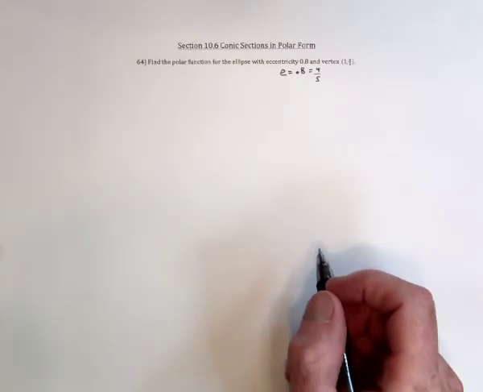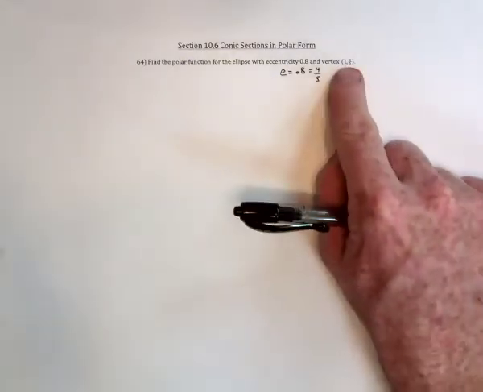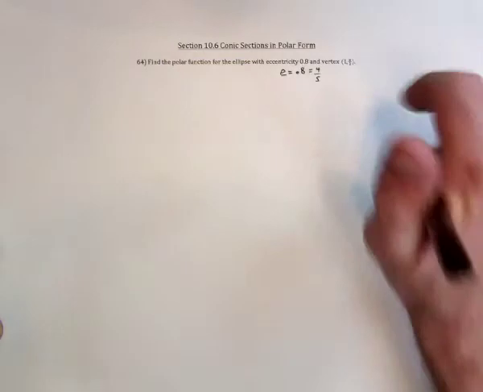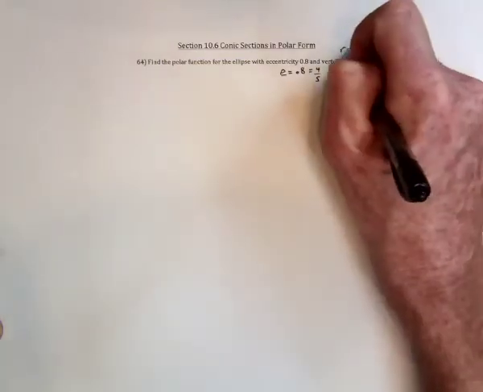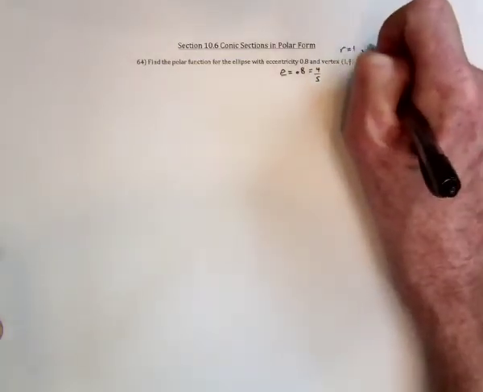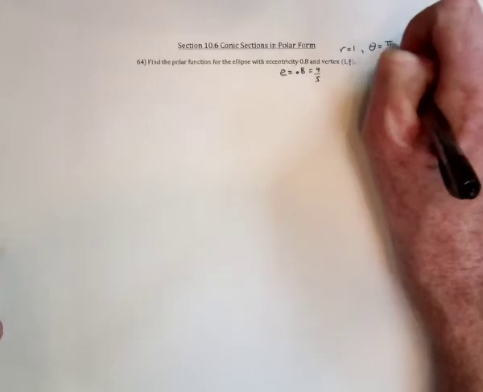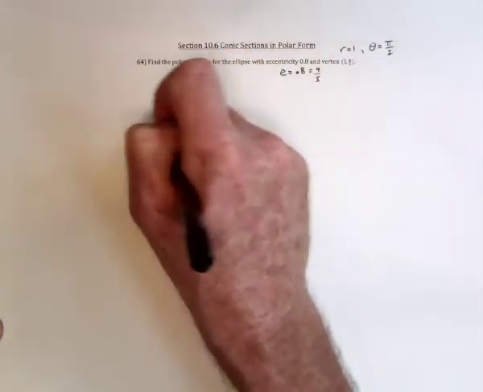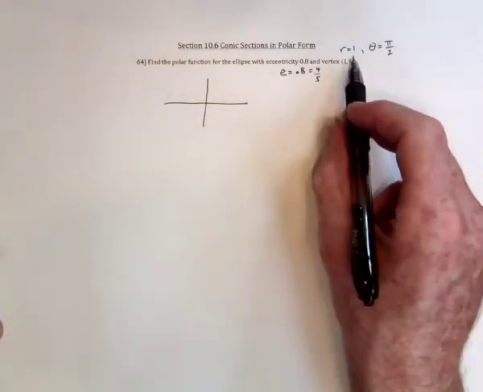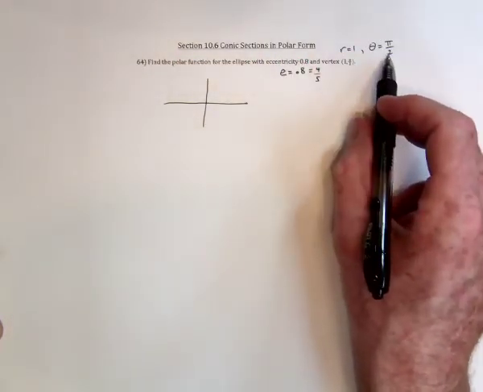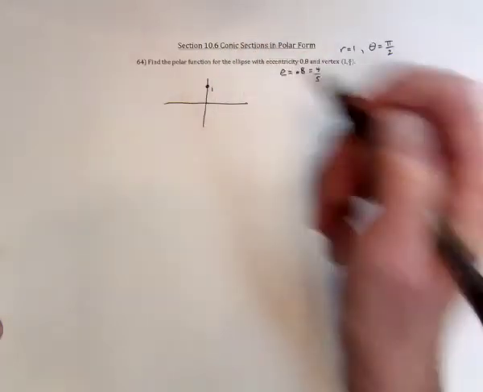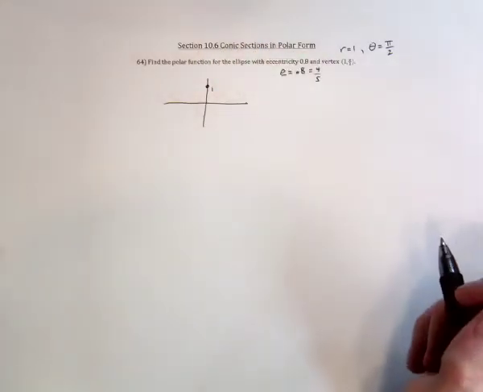And the vertex is here. Well, keep in mind that we're in polar form, so this is not x and y, this is r and theta. So this is saying when r equals 1, you've got theta equal to pi over 2. So that means r equals 1. This is 90 degrees, so if you go up here to 1, that's going to be a vertex.